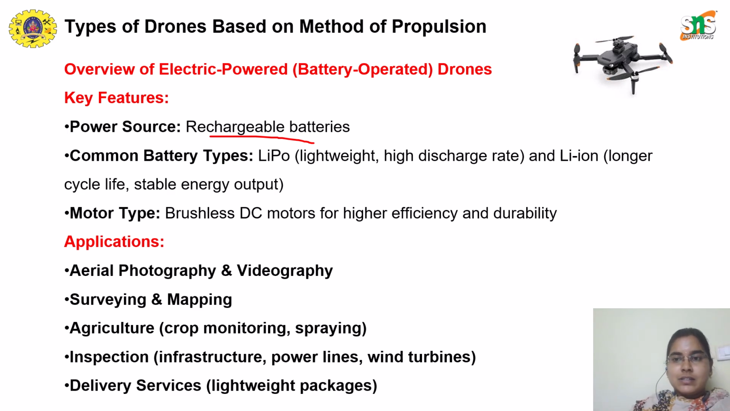An overview of electric powered, battery operated drones: the key feature is that they are rechargeable. The common battery type is lithium-ion, which gives a more stable energy output. The motor type is brushless DC motors for higher efficiency and durability. Applications include photography, videography, surveying, mapping, and agriculture for crop monitoring and inspection.